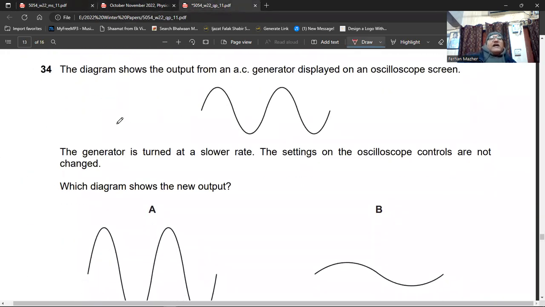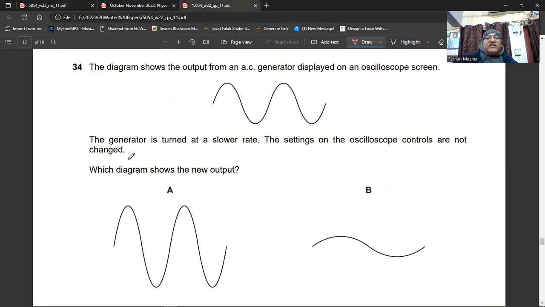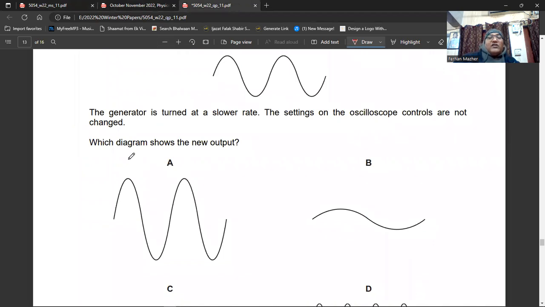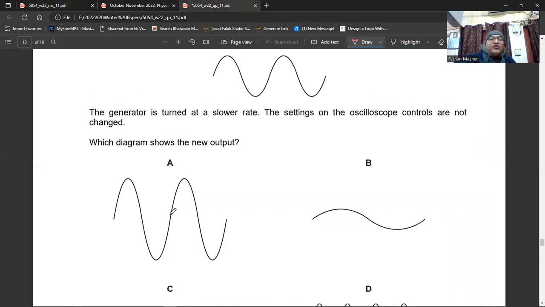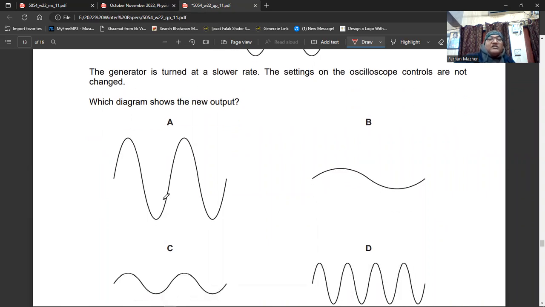Question number 34: the diagram shows the output from an AC generator displayed on an oscilloscope. The generator is turned at a lower rate. The reading on the oscilloscope controls are not changed. The diagram shows the new output. Now when the generator moves faster, the time period should decrease and the amplitude should increase. I think A is the best option.